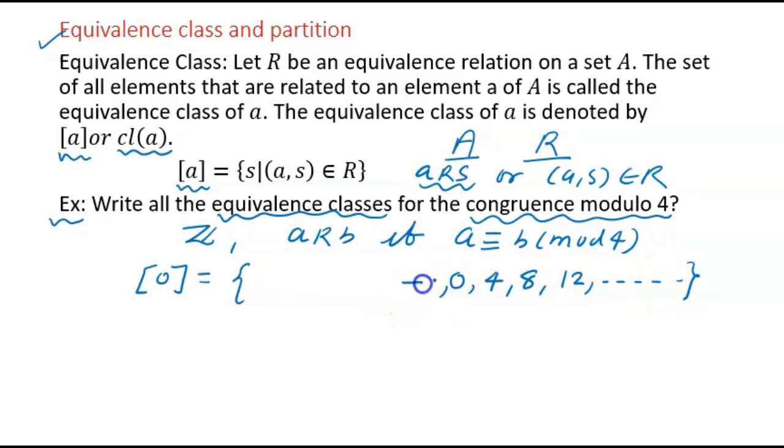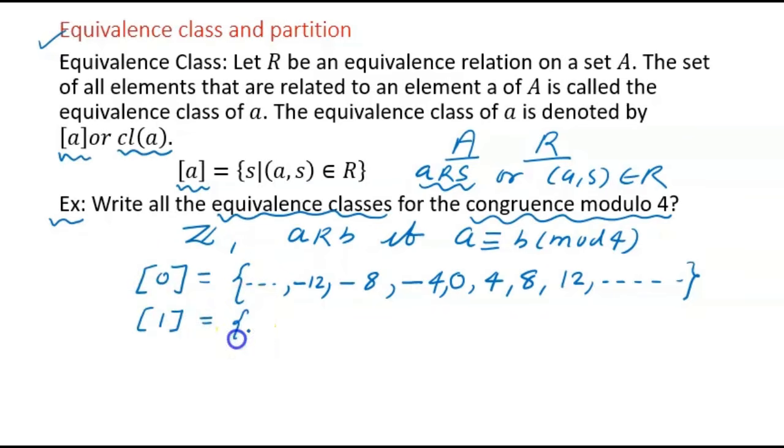Similarly, minus 4 is related to 0 because minus 4 minus 0 is minus 4 and it is divisible by 4. Minus 8 is also divisible by 4. Minus 12 is also divisible by 4, and so on. So this is the class of element 0 and it contains all the integers which are related with 0. Next element is 1. So let us write the class of 1.